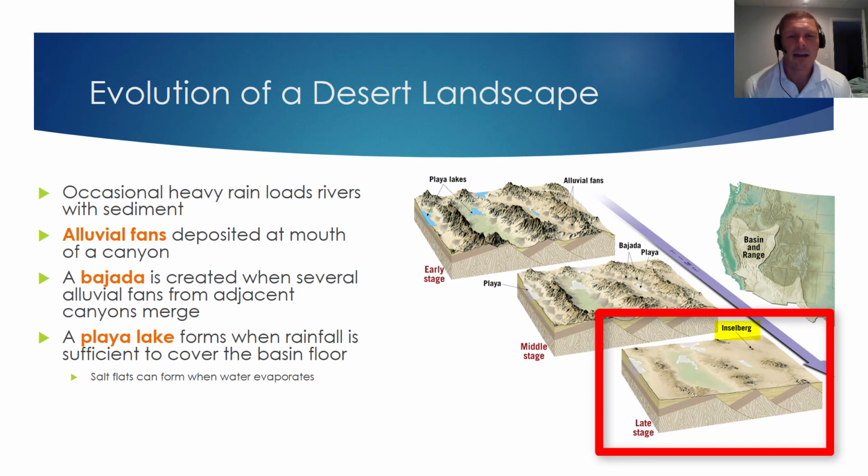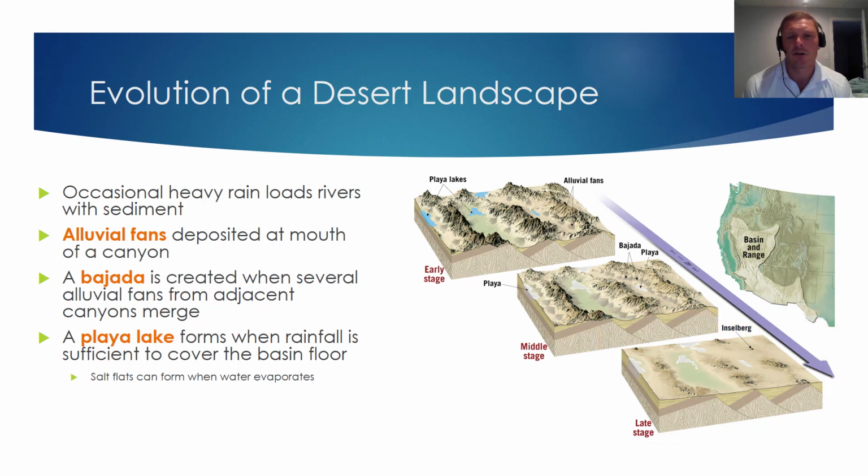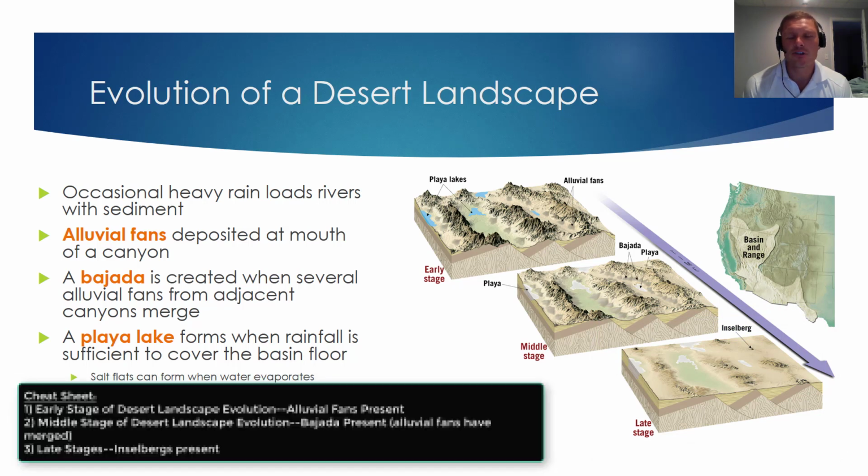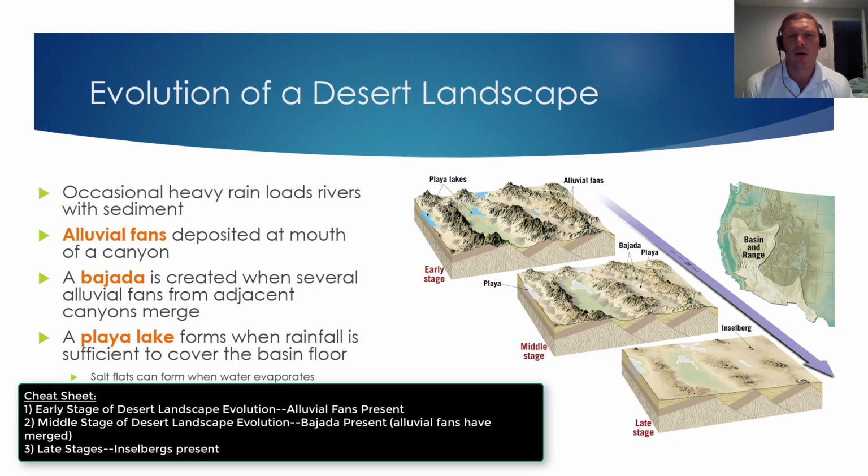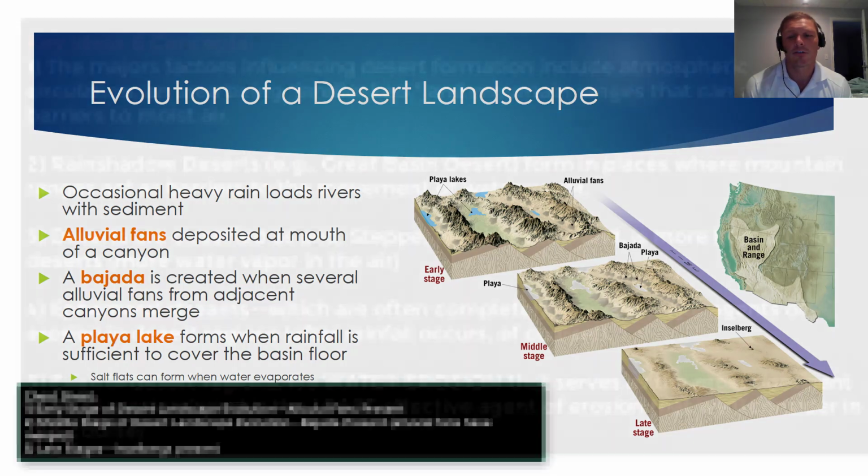And then lastly, for the late stages of desert landscape evolution, the primary feature you see listed is the Inselberg. And Inselbergs are essentially just little knobs of bedrock. They're kind of the remnants of the mountain range that existed long ago. But for the sake of our conceptual understanding, I think there are 3 key features you have to know that will help you identify what stages of desert landscape evolution you're seeing. In the early stage, we'll see alluvial fans. In the middle stage, those alluvial fans will start to merge with one another to form bajada. And then in the late stages of desert landscape evolution, you'll see the Inselbergs.